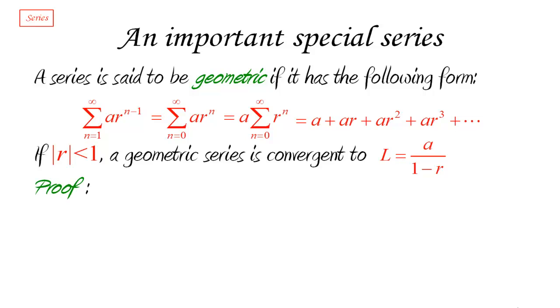Now remember that the convergence or divergence of a series depends on its sequence of partial sums, and therefore the sum of the series is the limit of that sequence of partial sums. Well, let's see what the partial sums look like. Well, the kth partial sum is going to be the sum from 1 to k of a times r to the power n minus 1, which is going to be given by a plus ar plus ar squared, etc., up to a r to the power k minus 1.